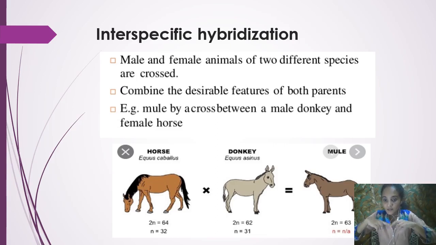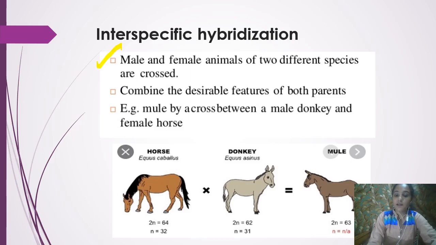Okay, and they are sterile. They cannot reproduce by themselves. They are sterile. Again, you have to do interspecific hybridization. So it's a male donkey and a female horse. Understand? So the species of the donkey, that is a male donkey, and the female is the horse. And we are crossing these two different species and we are getting the mule. Okay, so that is interspecific hybridization.